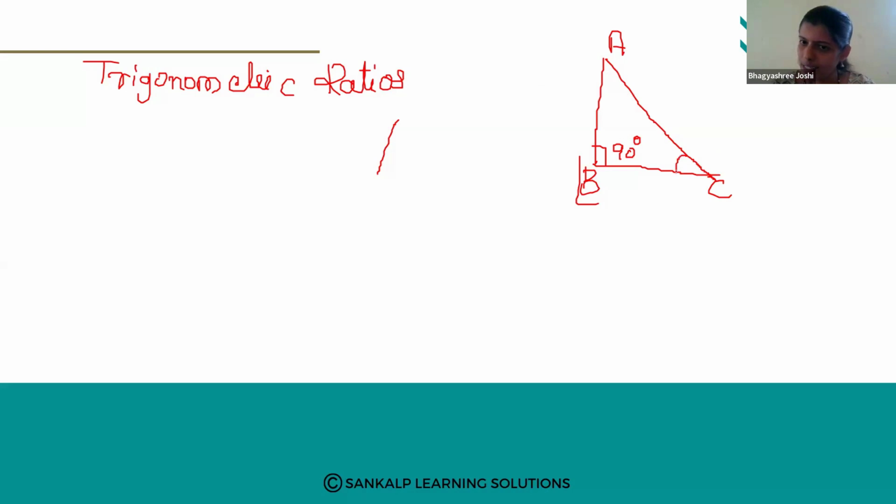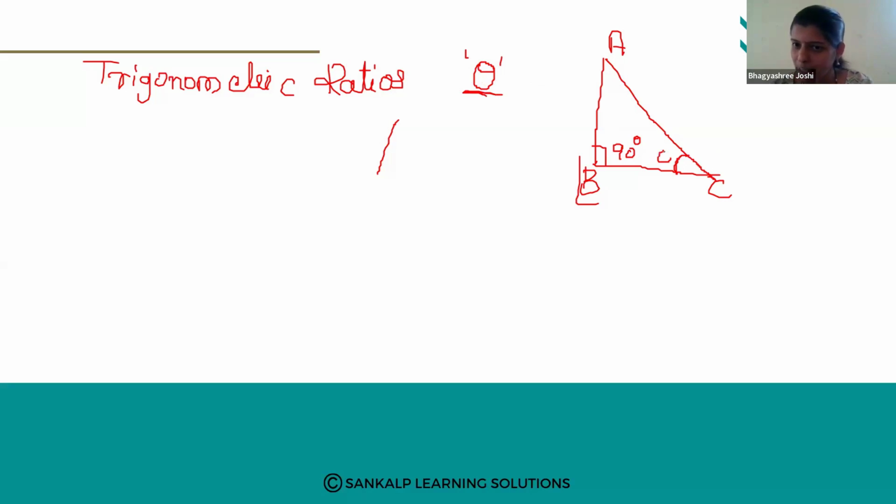Yes, consider our angle theta. Theta means what? It is the angle. We are representing angle by the letter theta. This is a Greek letter. So with this letter theta we denote the angle, right?